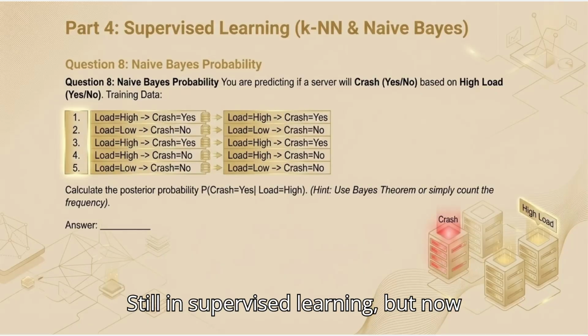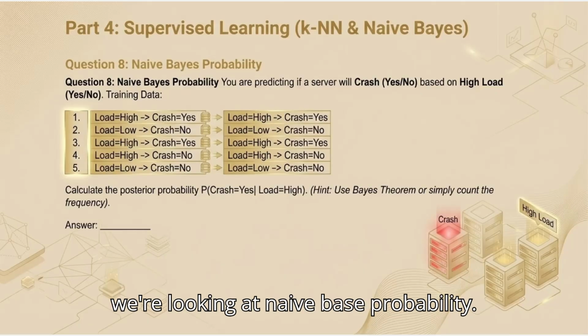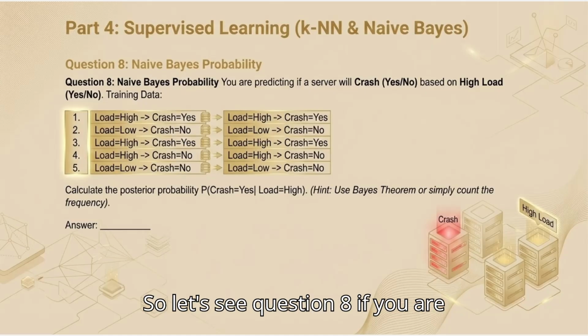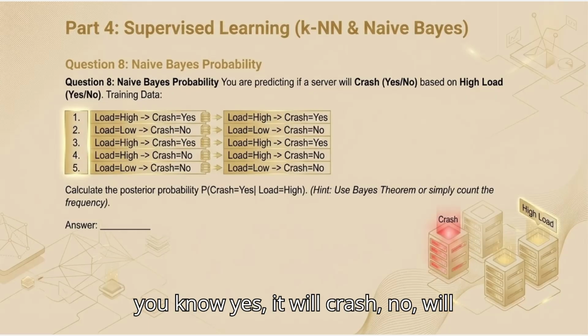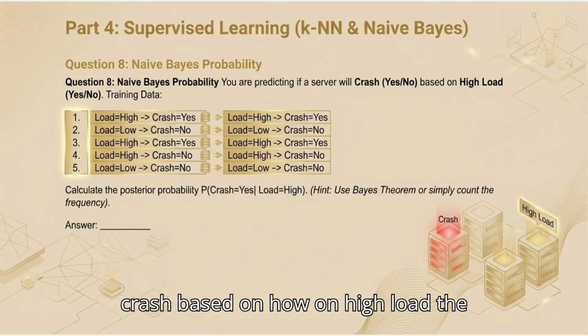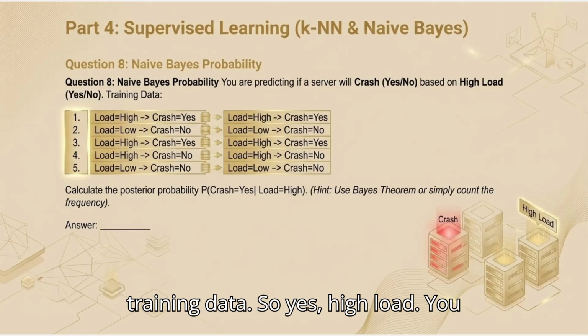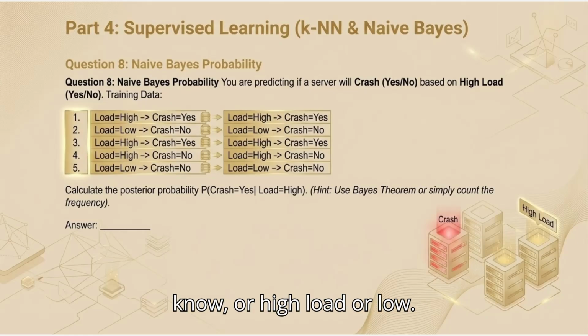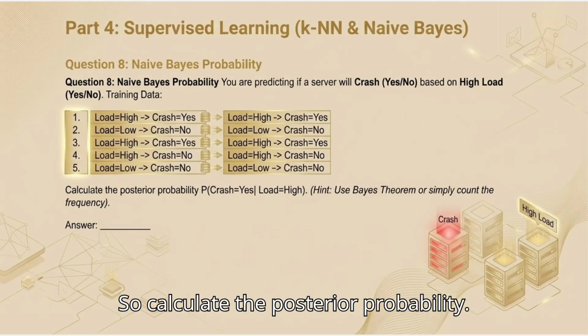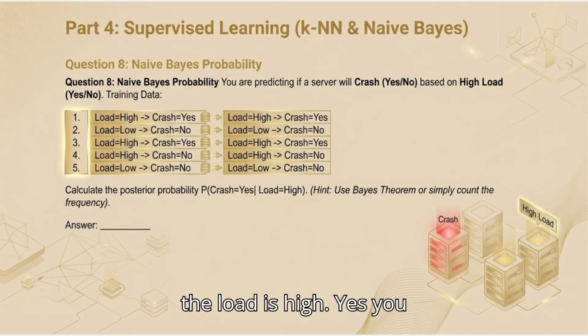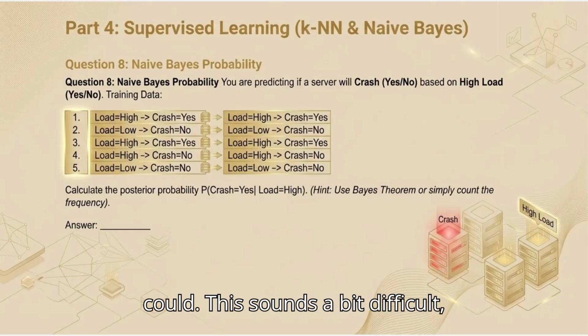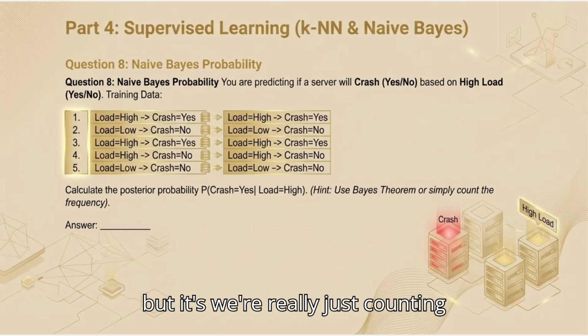Still in supervised learning, but now we're looking at naive Bayes probability. So let's see question 8. If you are predicting if a server will crash, yes, it will crash, no, it will not crash, based on high load in the training data, so yes, high load, no, or high load or low. So calculate the posterior probability: probability of crash equals yes, given the load is high. This sounds a bit difficult, but we're really just counting the frequencies.